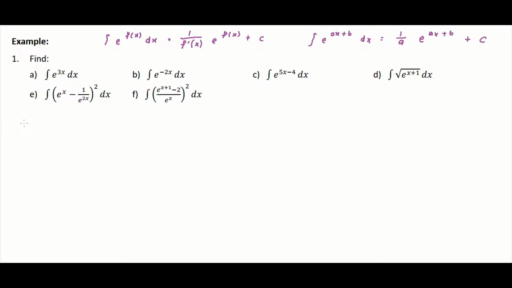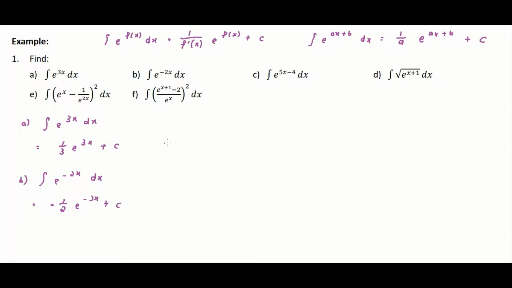Let's start with part a. Integrate e to the power of 3x dx. Differentiate your function 3x, and you get 3. So that's 1 over 3 e to the power of 3x plus c. As simple as that. Move on to b. Same thing: the integration of e to the power of negative 2x with respect to x. Differentiate your function and divide, so negative 1 over 2 e to the power of negative 2x plus c.